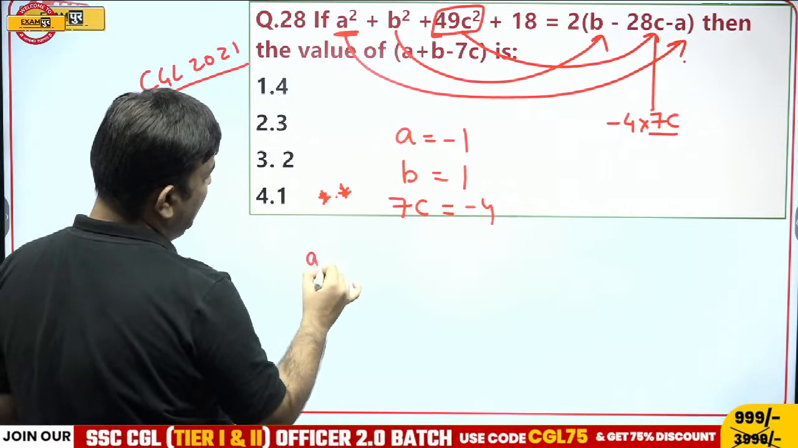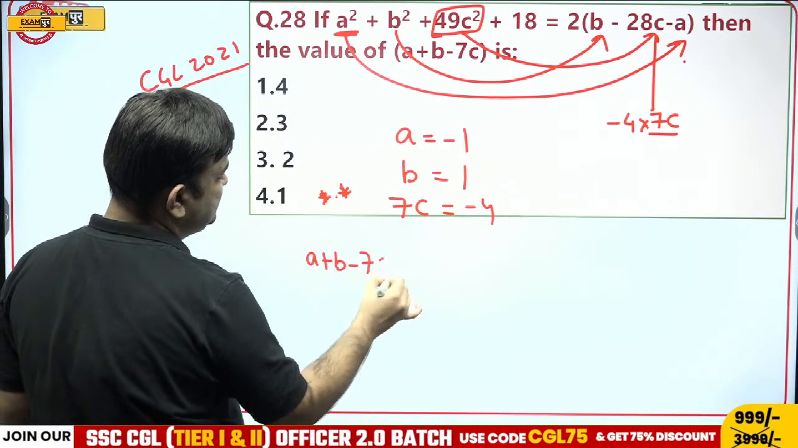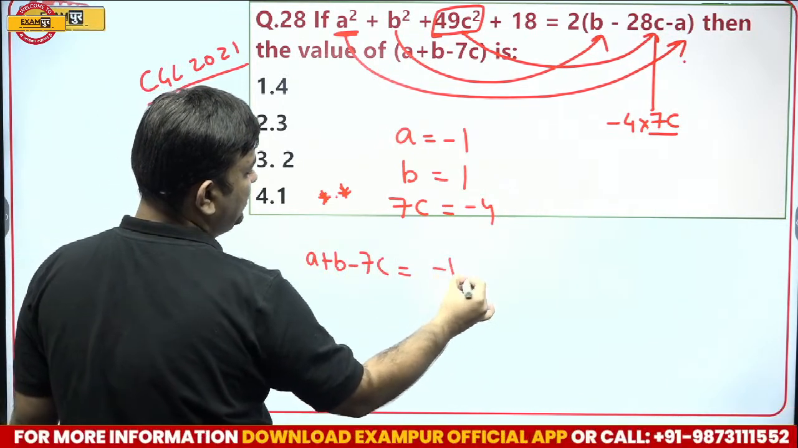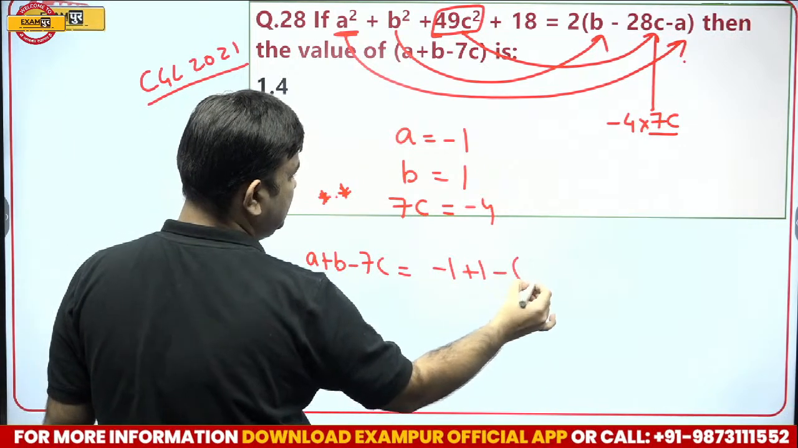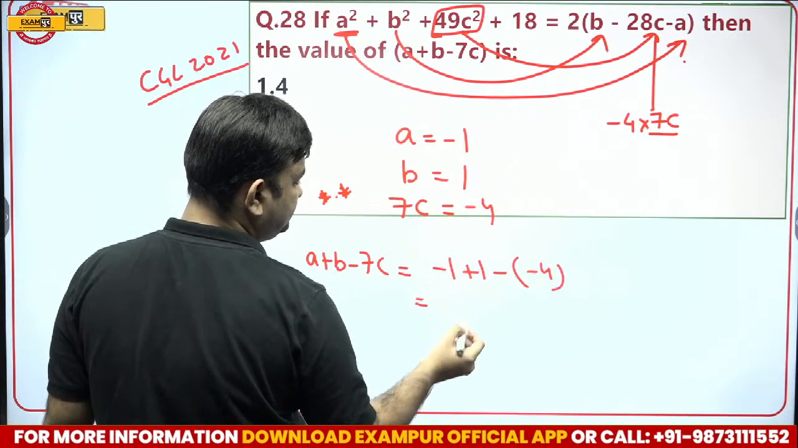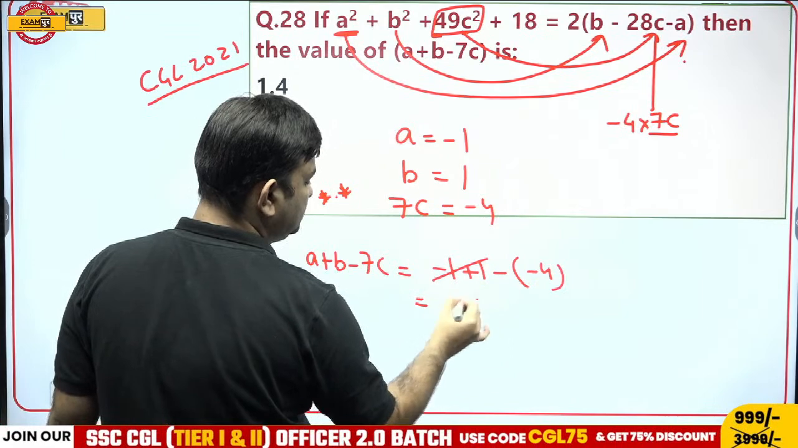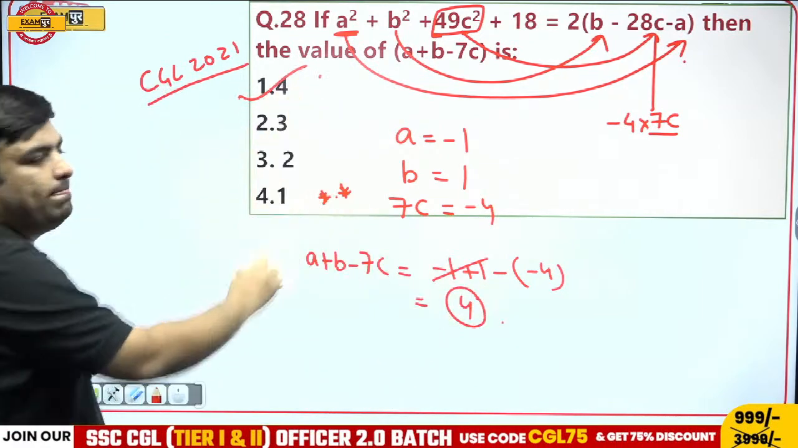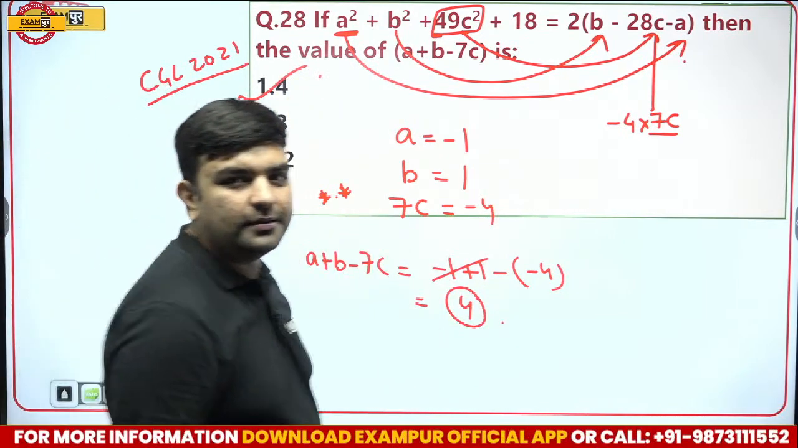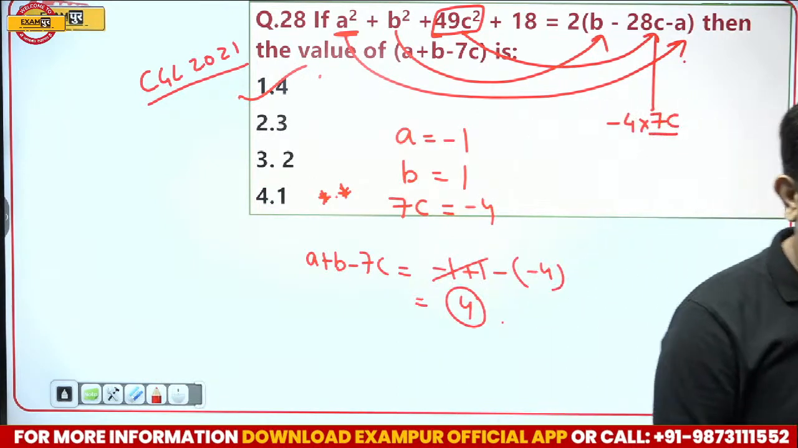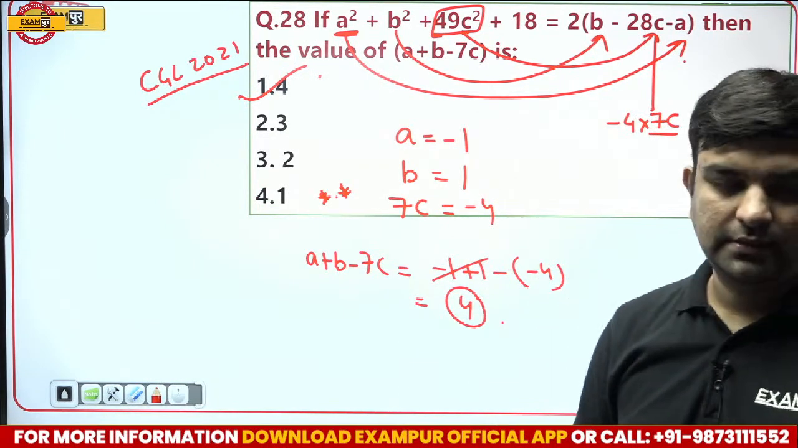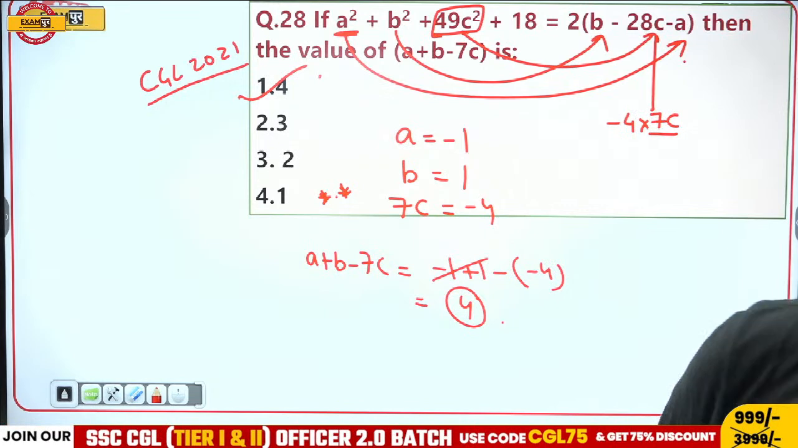So what is A plus B minus 7C? A is -1, B is +1, and 7C is -4. What a great one. Perfect.